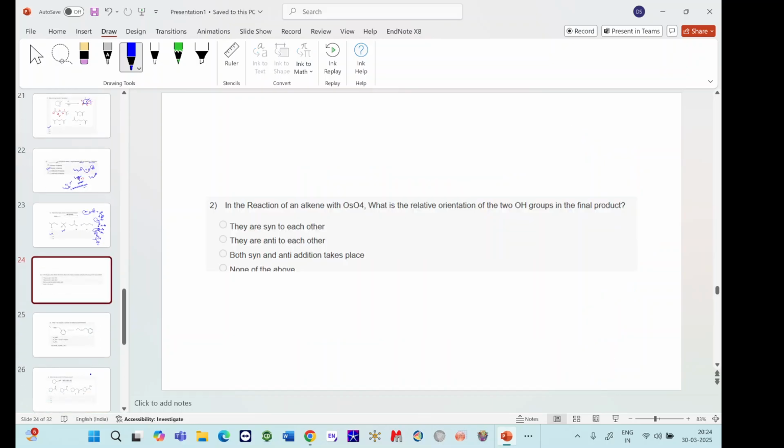In the reaction of an alkene with OsO4, what is the relative orientation of the two OH groups in the final product? So they are syn, right? You already discussed, if you have an alkene and you have OsO4, they will be like this. They are syn. Same side they will be. They are syn to each other.